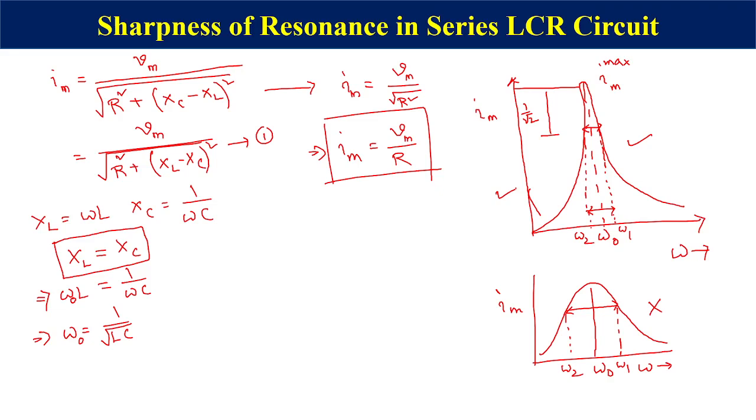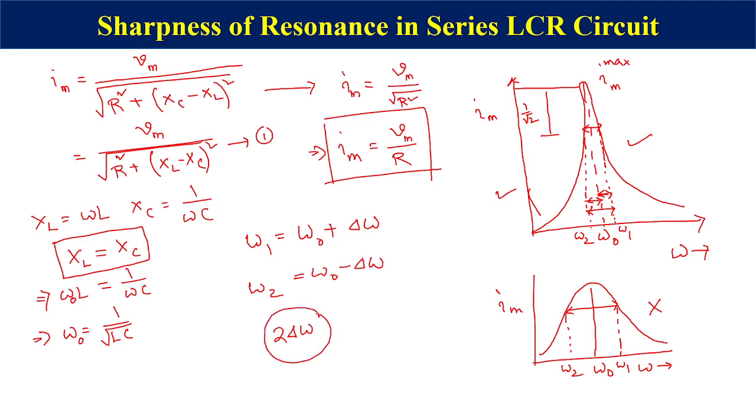So incidentally, we can write omega 1 equal to omega naught plus something, and let us write that to be delta omega, and omega 2 equal to omega naught minus delta omega. Now what is delta omega? This particular width, one single width, is known as delta omega. So there are two delta omega values over the bandwidth. If somebody asks what the bandwidth is, it is 2 delta omega.